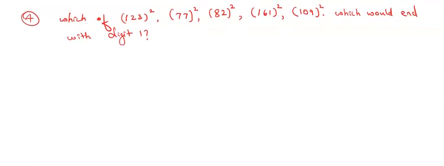Okay, see here students, observe here. Which of 123 whole square, 77 whole square, 82 whole square, 161 whole square, 109 whole square would end with digit 1? First we have to check their perfect square numbers. Okay, as you can see, 123 whole square.